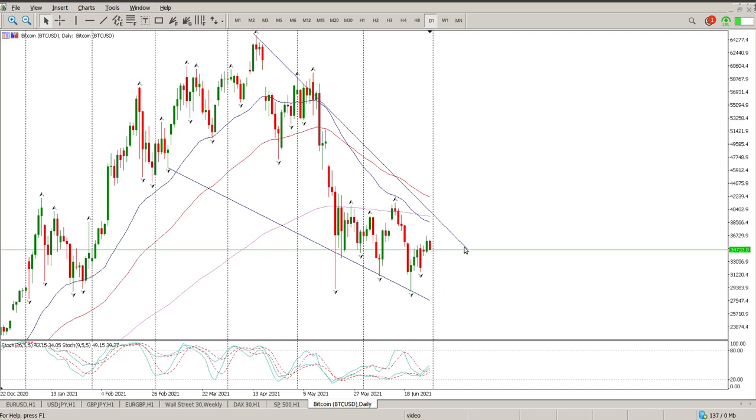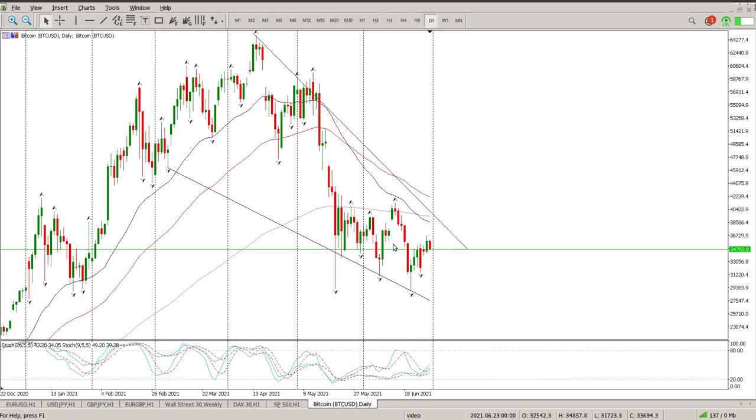So we are still in this consolidation phase. You can see we did get a bit of a green day yesterday, but we're already sort of printing a red bar at the moment. So big up, big down, big confusion. There's no real structure just yet.